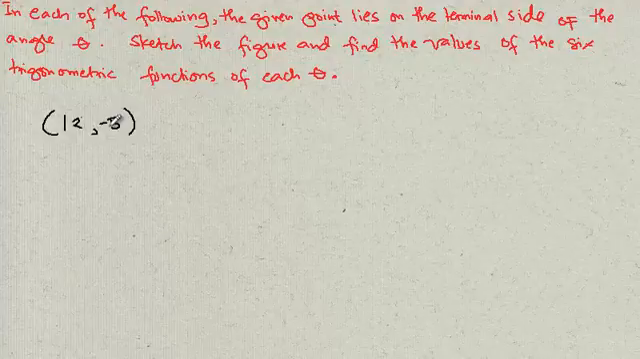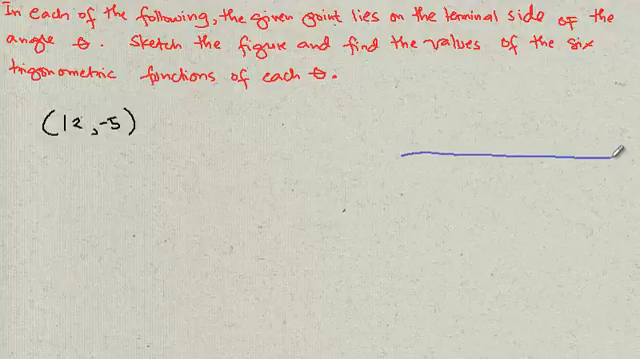Okay, we are given that this point (12, -5) lies on the same line that connects to a certain angle theta. Okay, so let me draw this (12, -5) first. If I have here the Cartesian plane, this is the point (0, 0), and of course you have somehow a circle here, the unit circle.